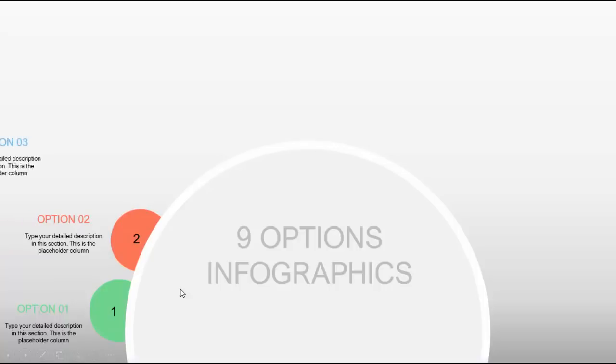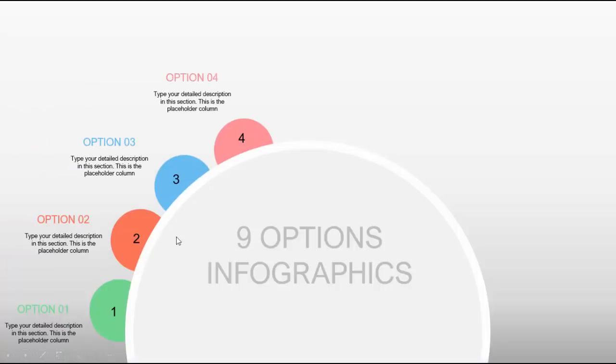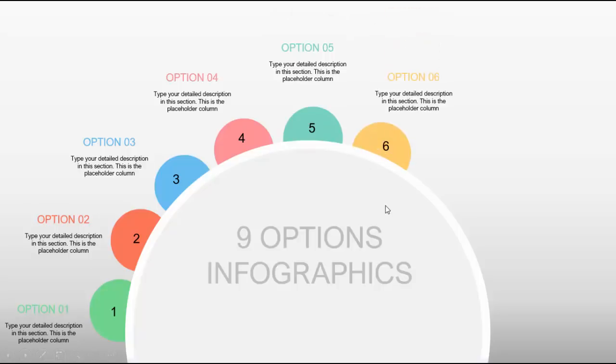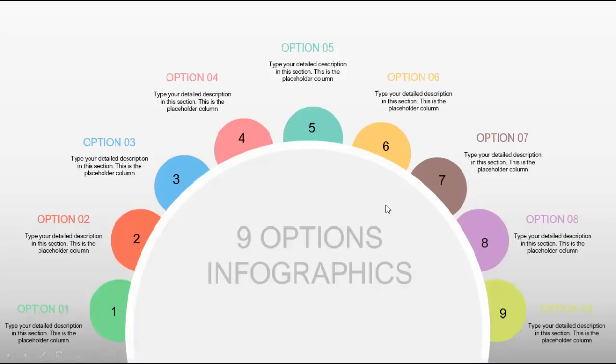In this tutorial, I am going to show you how to create a 9 option infographic slide in PowerPoint. As you can see here, I have drawn a semicircle, and when I click, it will show you the option. Option 1, then it comes to option 2. Likewise, it will show you all the options till option number 9. If you want, you can add more options. So let's see how we can create this slide in PowerPoint.